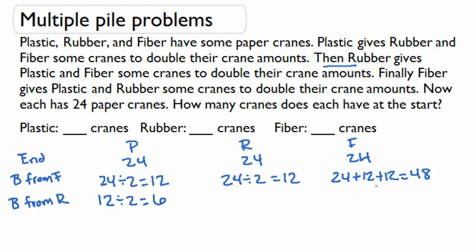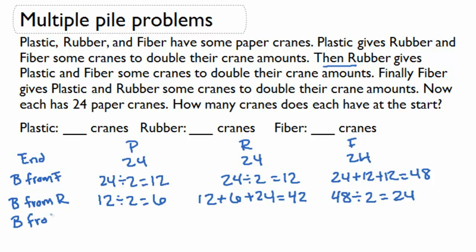Rubber we're not sure of yet because he's the one giving things away, so let's move on to fiber. Fiber had 48 in our last step that we just talked about, so if before that step he had half as many, then he would have had 24. So, if rubber just gave away 6 plus 24, and he was already going to have 12, then altogether he would have had 42 before this step. Now let's look at our last step.